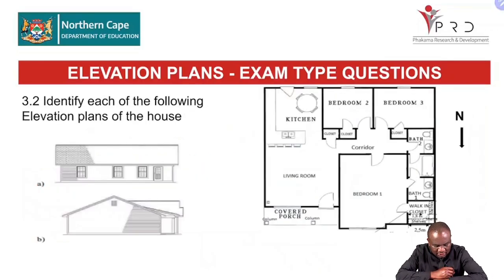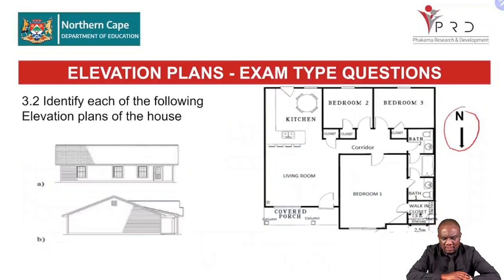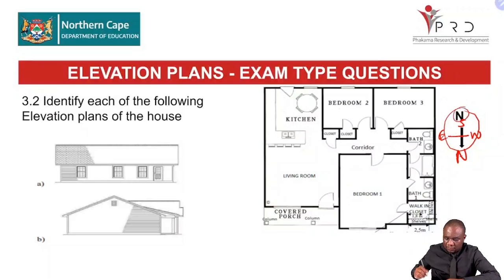Identify each of the following elevation plans of the house. Let's take note of these. Compass, very important. Compass is facing north. This means the arrow is facing this. So this is our north. The arrow is pointing north. Don't say now the north is this side. No, the arrow is pointing north, right? And then, so north is downwards.